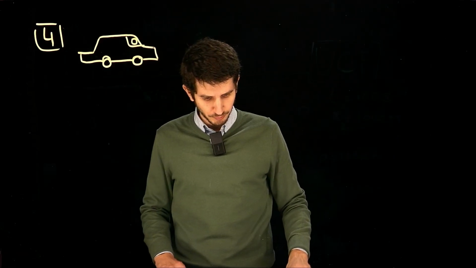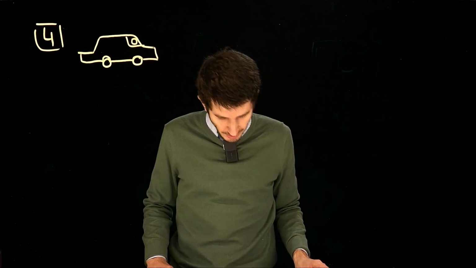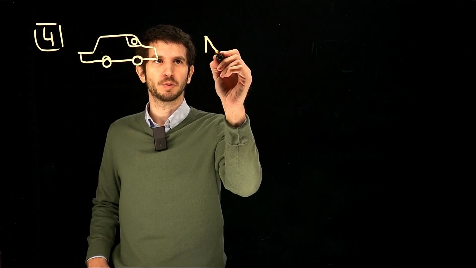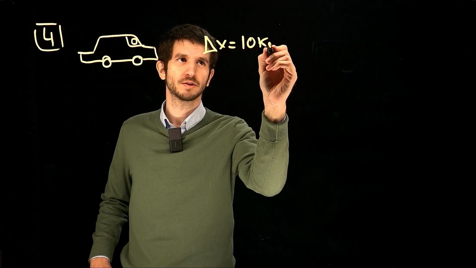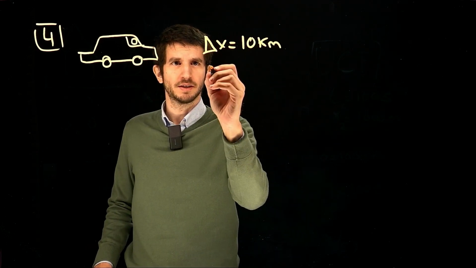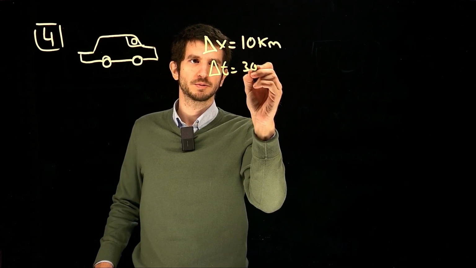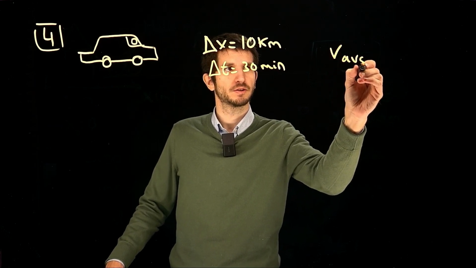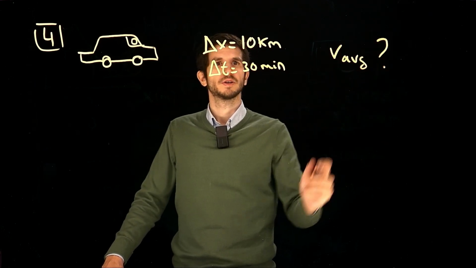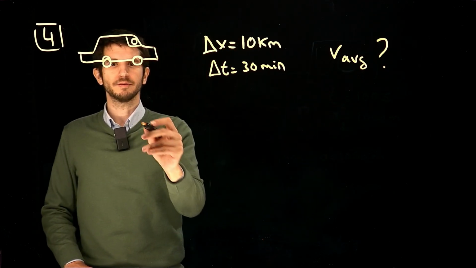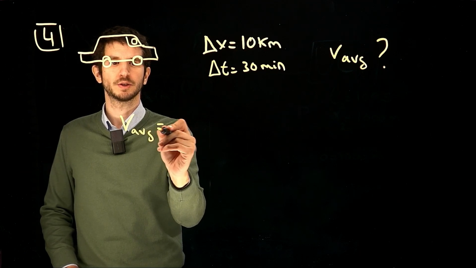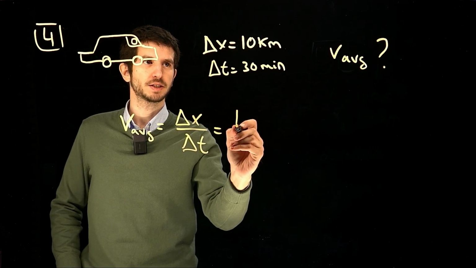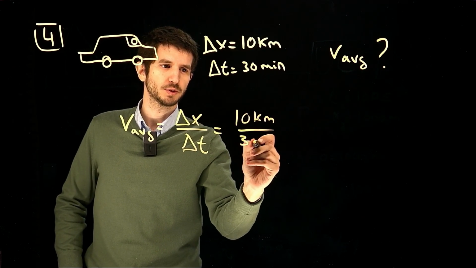So let's take problem 4 from the discussion section. It says that the student is driving her car 10 kilometers, so the displacement is 10 kilometers, and it takes her an amount of time of 30 minutes. Now the question is, what is the average velocity of this student? To describe this, of course, we first need to write the definition of average velocity, which is the displacement over an amount of time. In this case it would be 10 kilometers over 30 minutes.